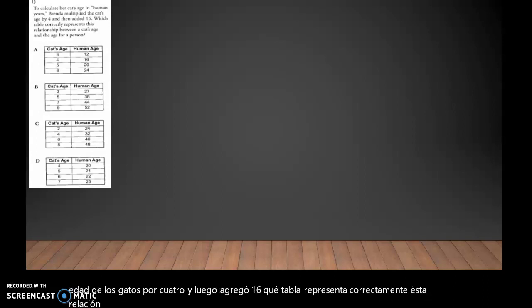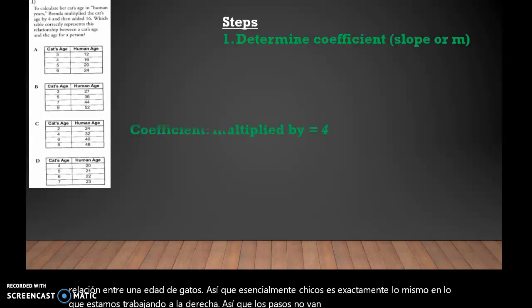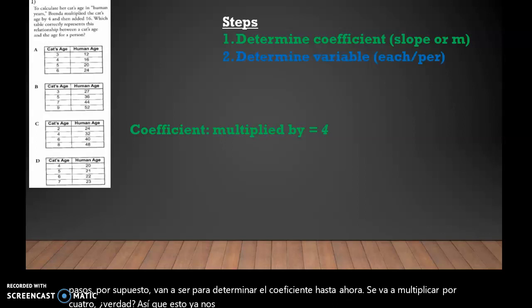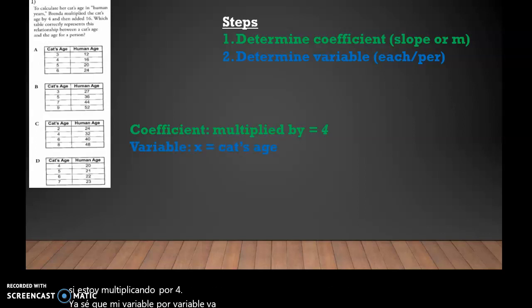So essentially, guys, it's the exact same thing that we're working on, all right? So the steps are not going to change. So our steps, of course, are going to be to determine the coefficient. So for our coefficient, it's going to be multiplied by 4, right? So this is already given to us. It tells us the cat's age is multiplied by 4. So if I'm multiplying by 4, I already know my variable. My variable is going to be the cat's age, right? So our cat's age, we're going to multiply it by 4.